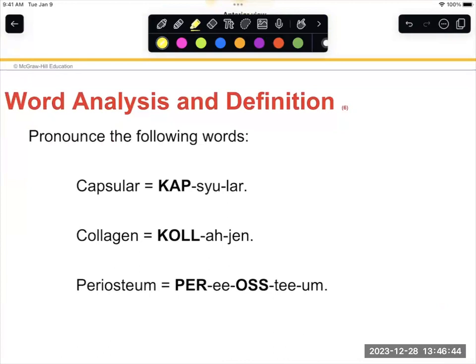So let's go through pronouncing some words here. Capsular. Capsular means a capsule. Collagen. Collagen is the major protein of connective tissue, cartilage, and bone. And periosteum. Periosteum is that fibrous membrane that covers a bone.